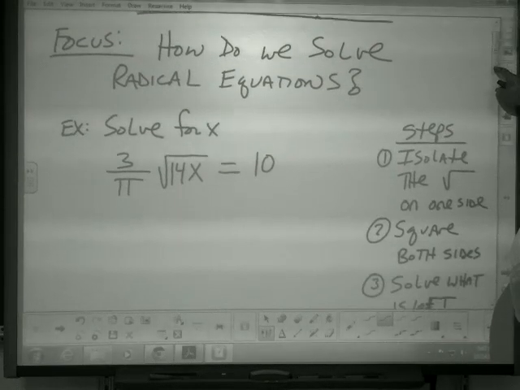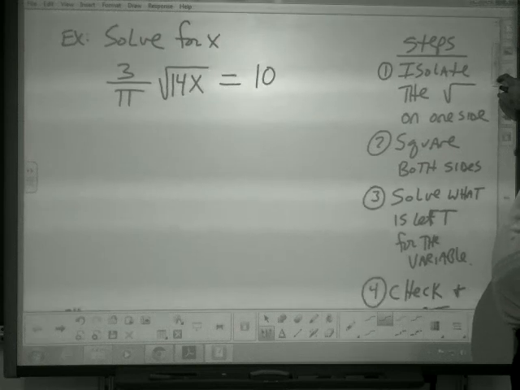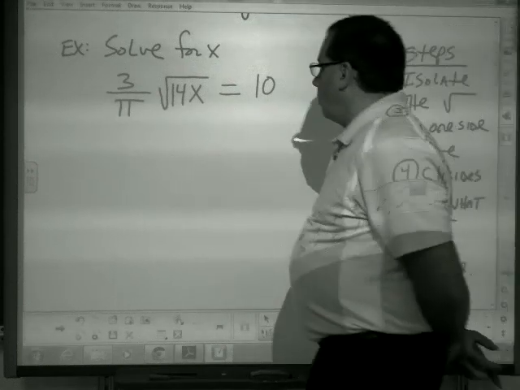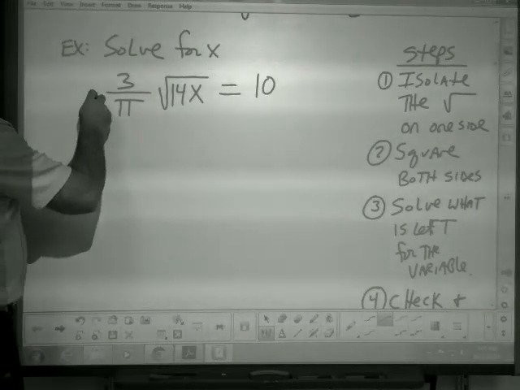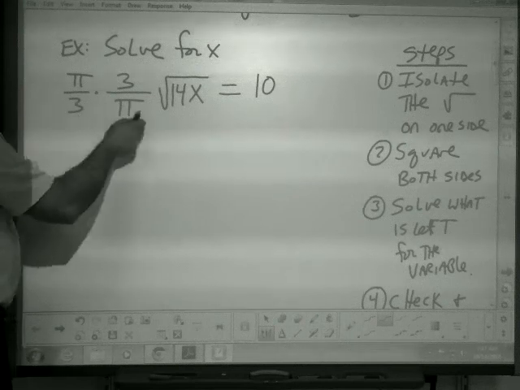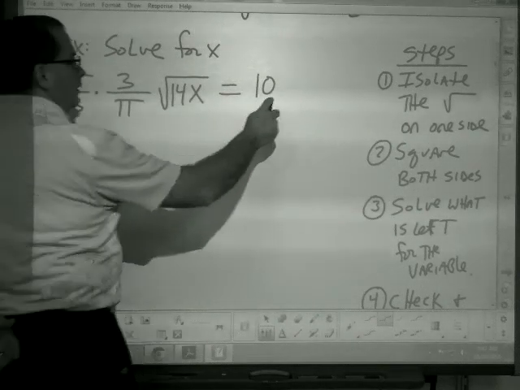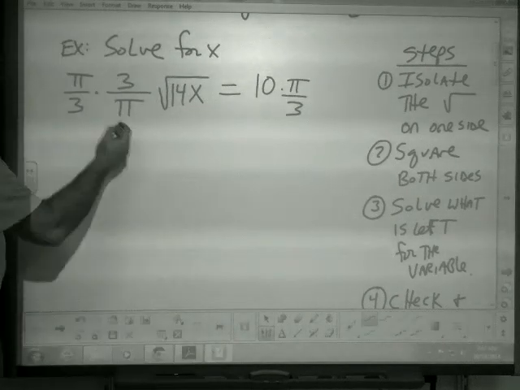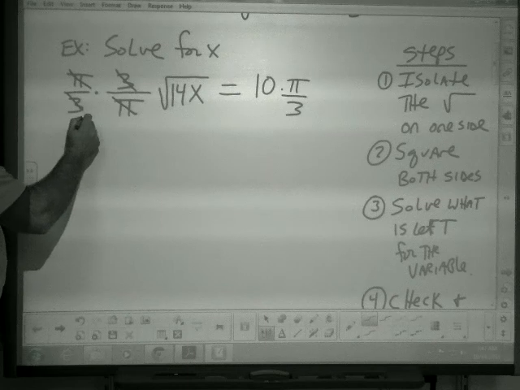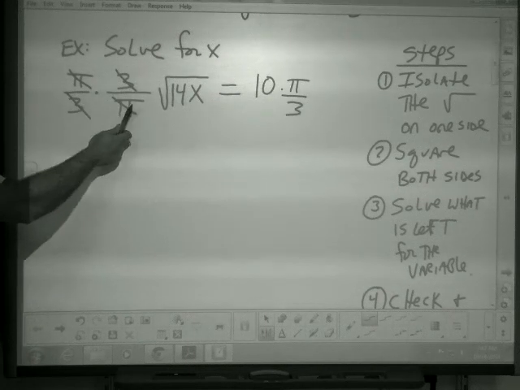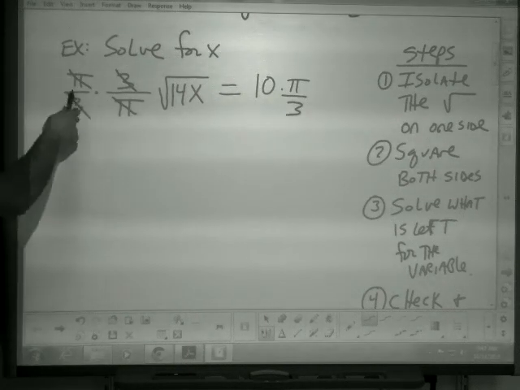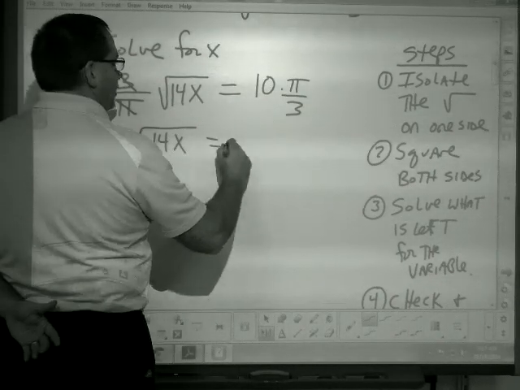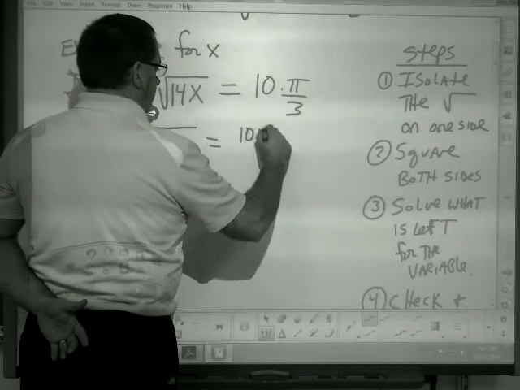Just like when we solved absolute value equations, we want to get this all by itself. So I'm going to multiply both sides times pi over 3, because that is what will cancel that out. This is just undoing operations. I'm initially multiplying, so I'm going to divide. I'm initially dividing, I'm going to multiply. Whatever I do over here, I have to do over here. So I have the square root of 14x equals 10 pi over 3.